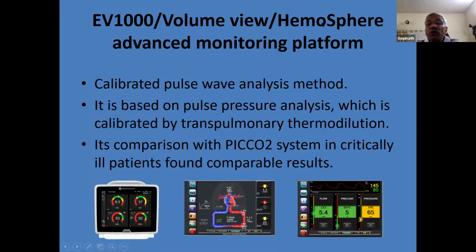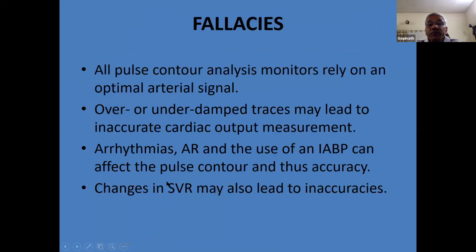They have newer platforms, the HemoSphere, etc., where calibrated pulse wave analysis is used, and you have something like a display screen. Earlier, the Vigileo was only a pulse contour analysis, giving you only the arterial waveform. This is a transpulmonary thermodilution, and it has been found comparable to the PiCCO system.